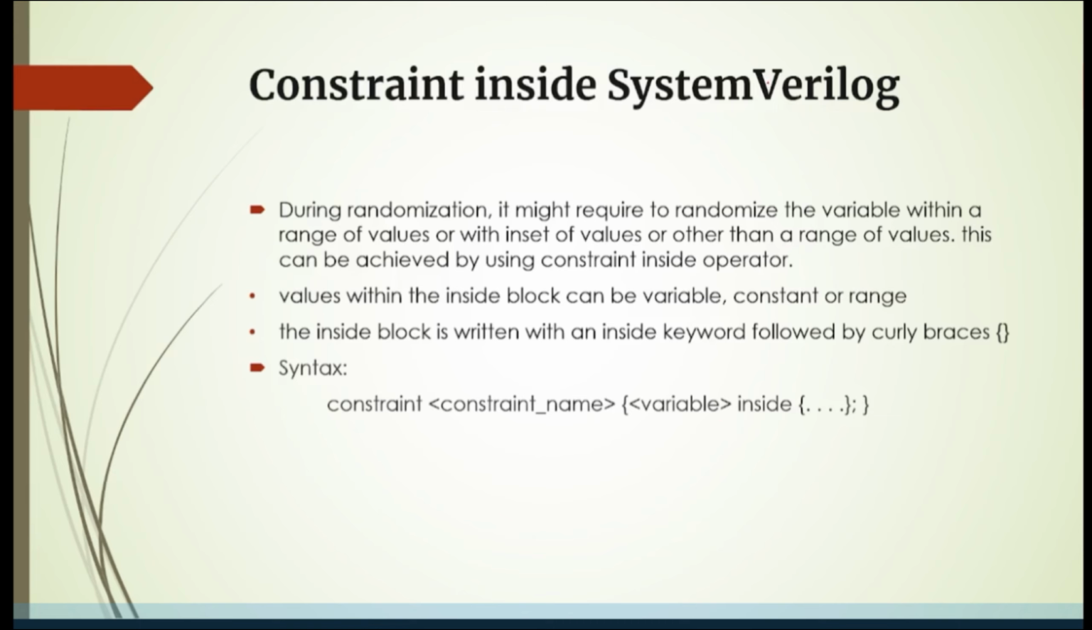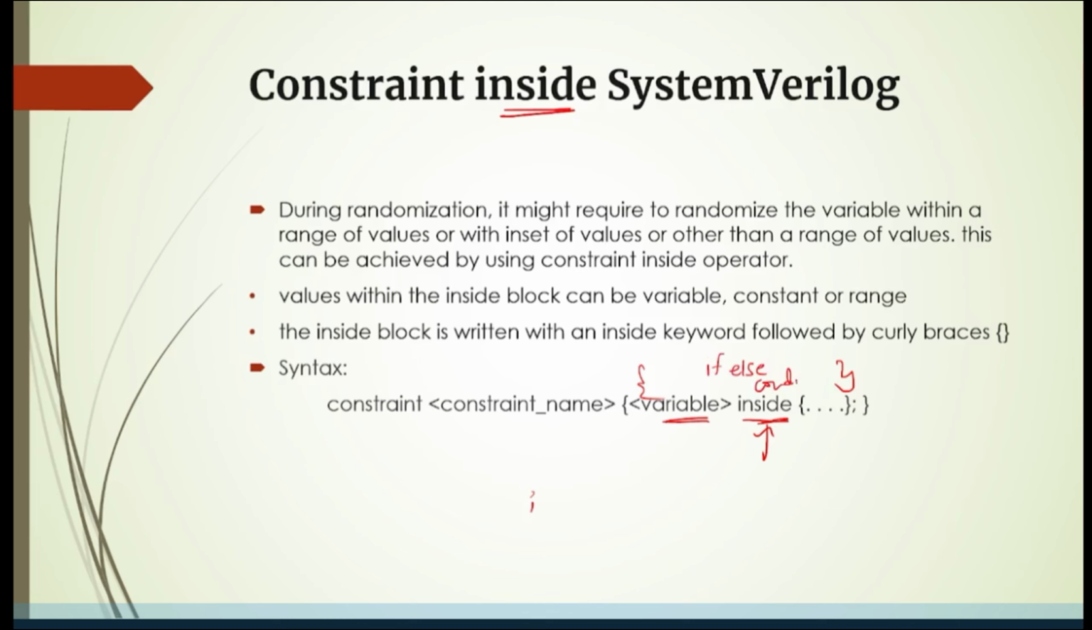Now again, within constraints, as I told you, you will have many kinds of constraints. You can write any number of constraints, and also you can write them in different ways. For example, this is one way, constraint inside. You can write the constraint by using this particular inside syntax. The inside block is written with the inside keyword. By using the inside keyword within the curly braces, you can write the constraint. Or else, within this particular curly brace, you can use if else conditions.